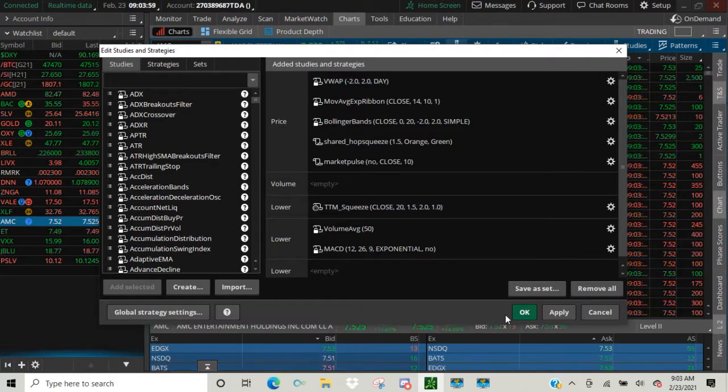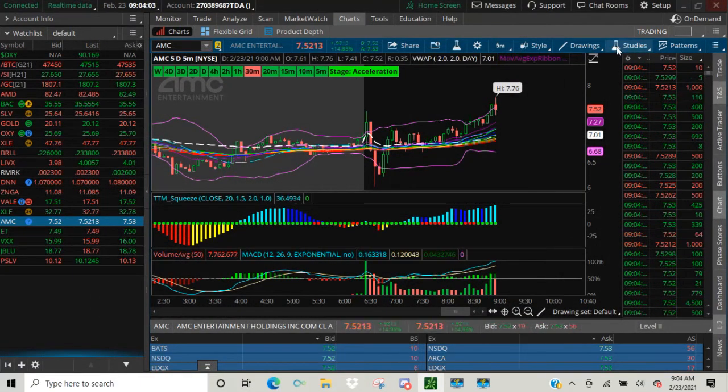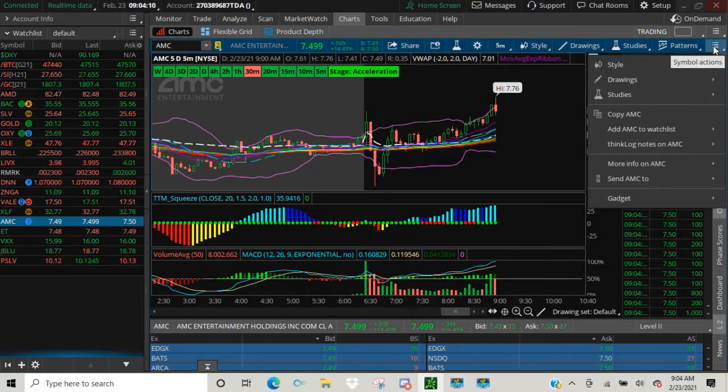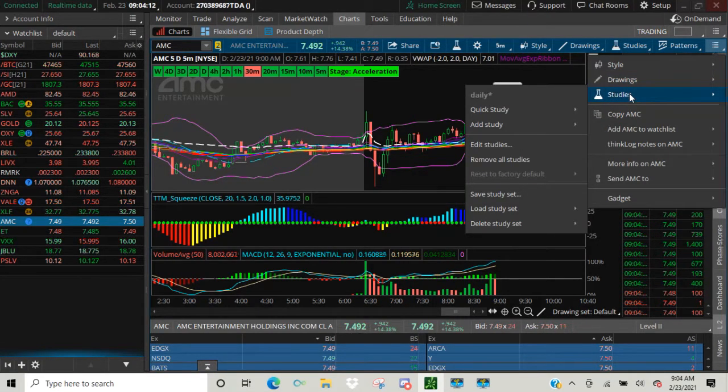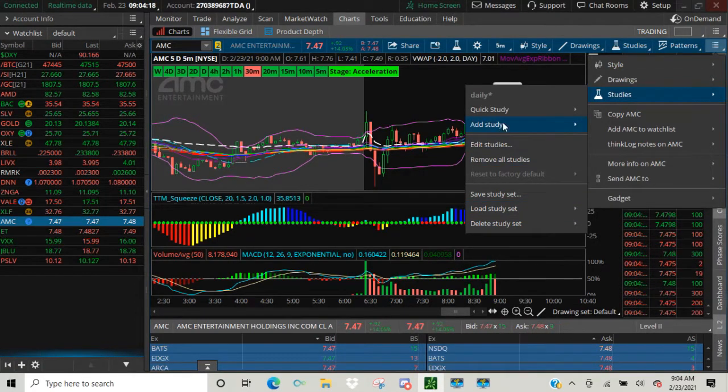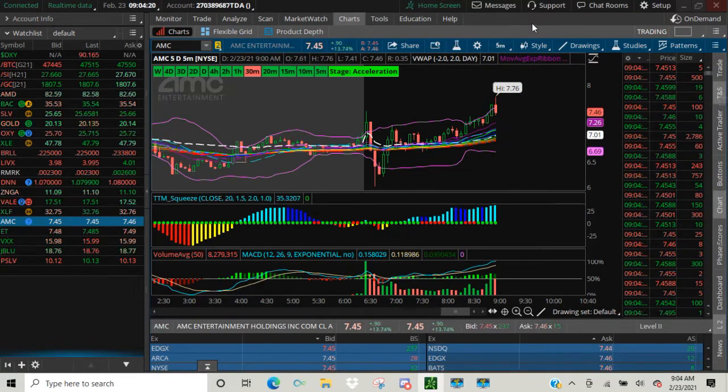You could create your own studies and save it as a set. You can do it with this one right here where it says studies, chemistry beaker. You can also come way over here to the far right-hand side and go to studies right there. You could go ahead and load study sets that you've made. You can add a study. You could do all kinds of stuff from there.